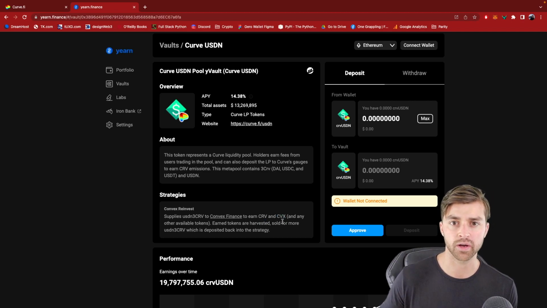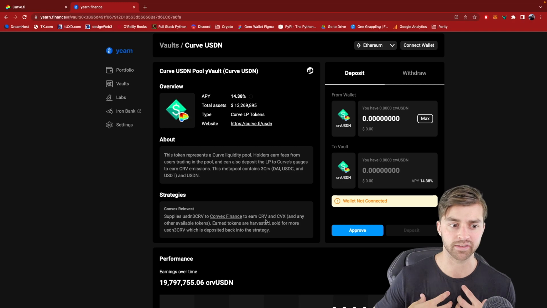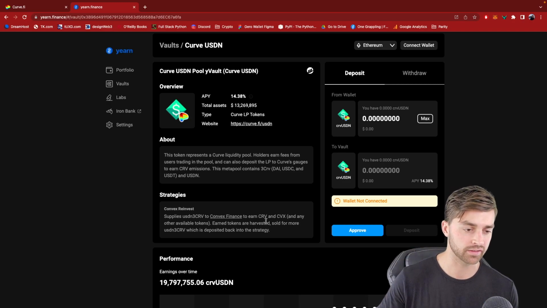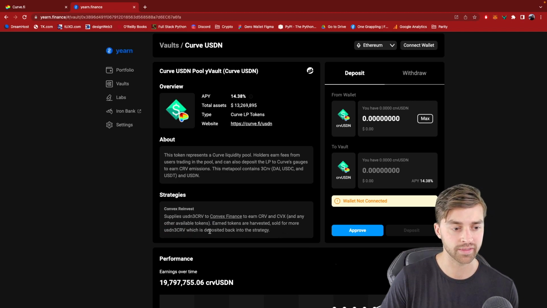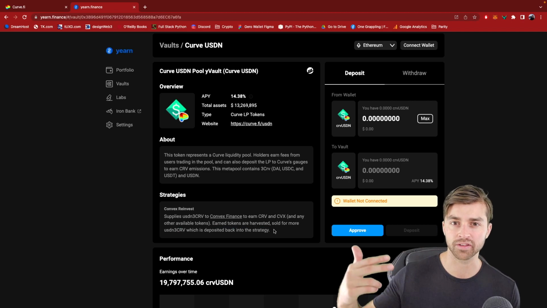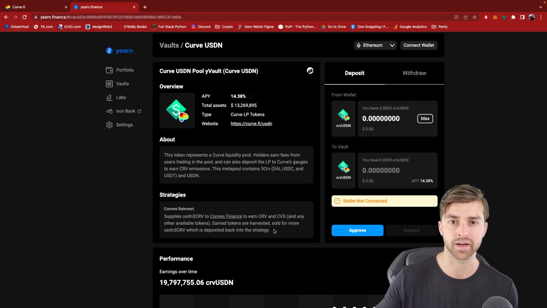And remember how I said in the previous video that yield farming is currently really manual. I would have to manually claim CRV and CVX over time and then reinvest it if I were doing it myself. But what this Yearn Vault does is it says earned tokens are automatically harvested, sold for more Curve LP token, and then deposited back into the strategy. So it's automatically compounding my earnings for me. And this is one of the main value propositions of these yield aggregators like Yearn Finance.